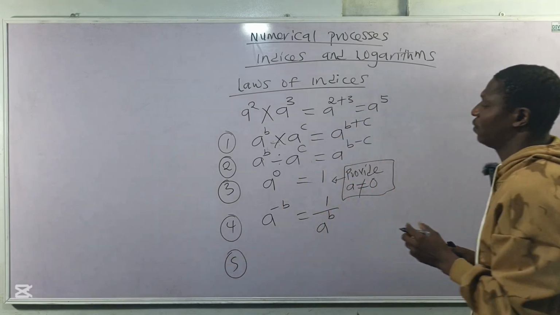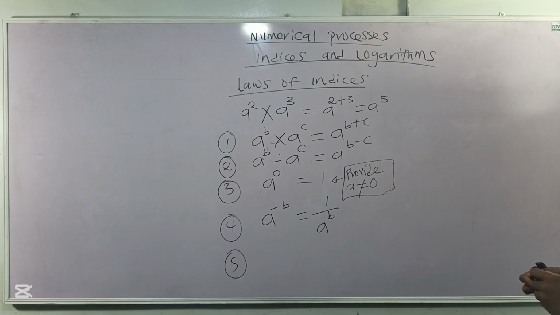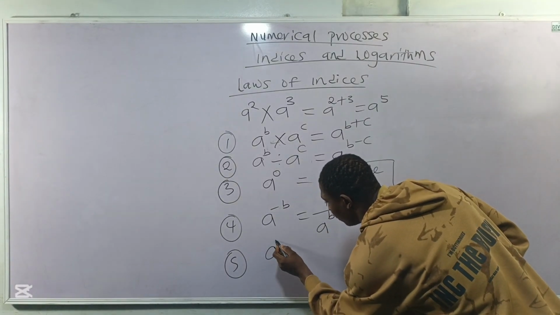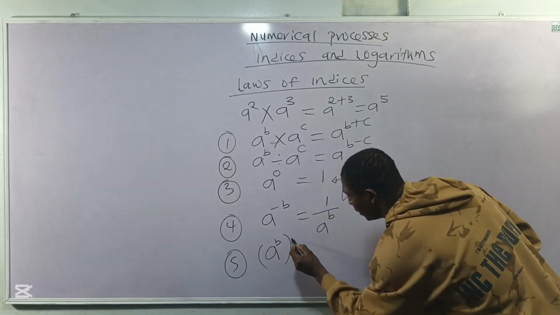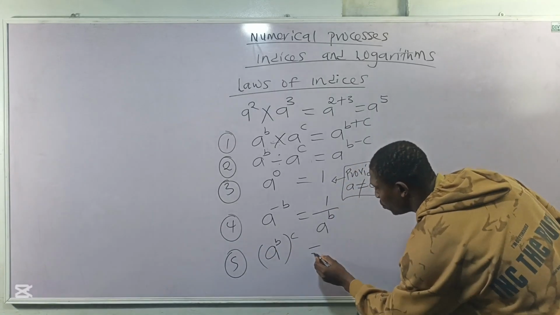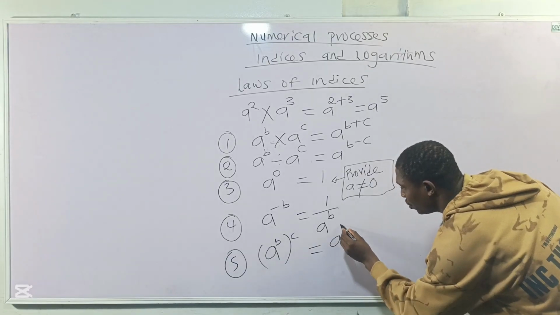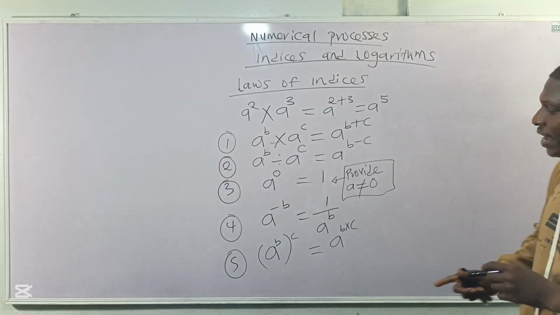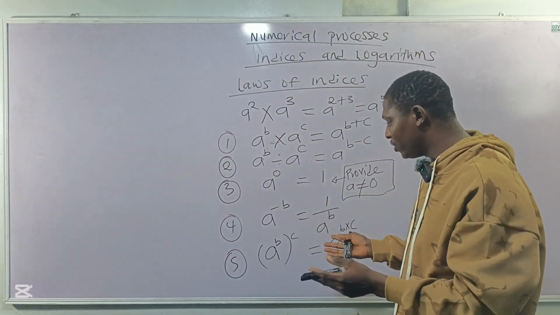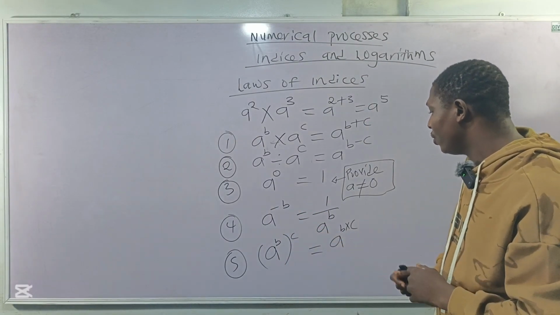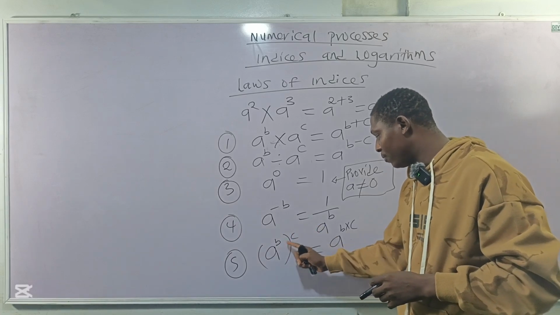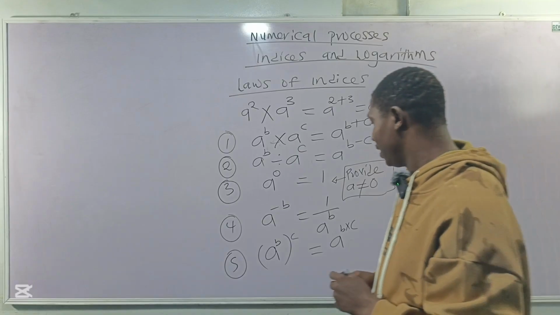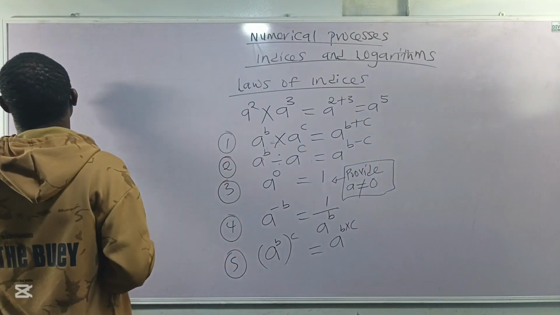Our fifth law is simply the product law. Let me say I have a raised to power b, close bracket, raised to power c. This will give me a raised to power b times c. That's to say, when a base has a power enclosed in a bracket raised to another power, you simply take the base and multiply the two powers. So these are the first 5 laws. Let's move on to another one.